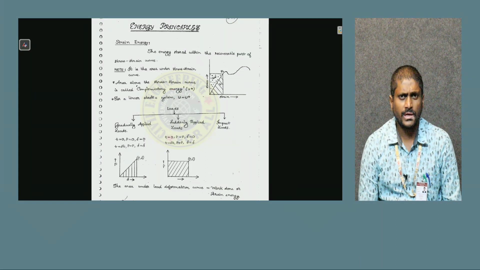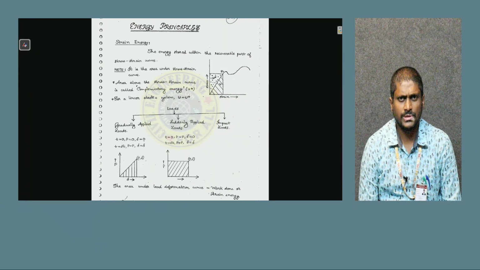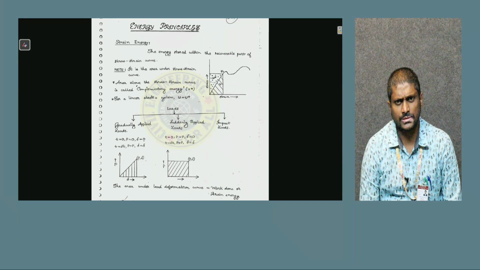So in the energy principle, the main criterion is strain energy. We all know that there is a stress strain curve for a given material. But what is meant by strain energy? It is the energy stored within the recoverable part of the stress strain curve. Note, the area under the stress strain curve is nothing but the strain energy. But the area above the stress strain curve is called complementary energy, that is U star.